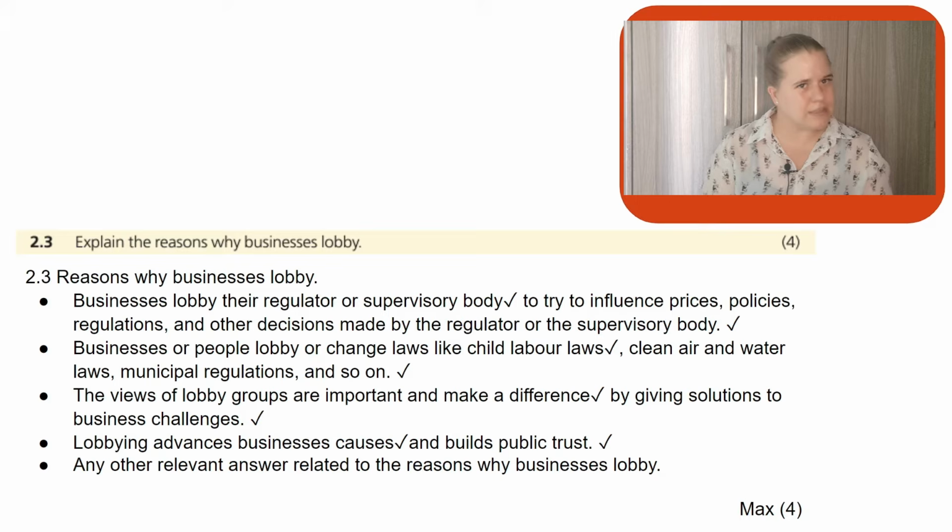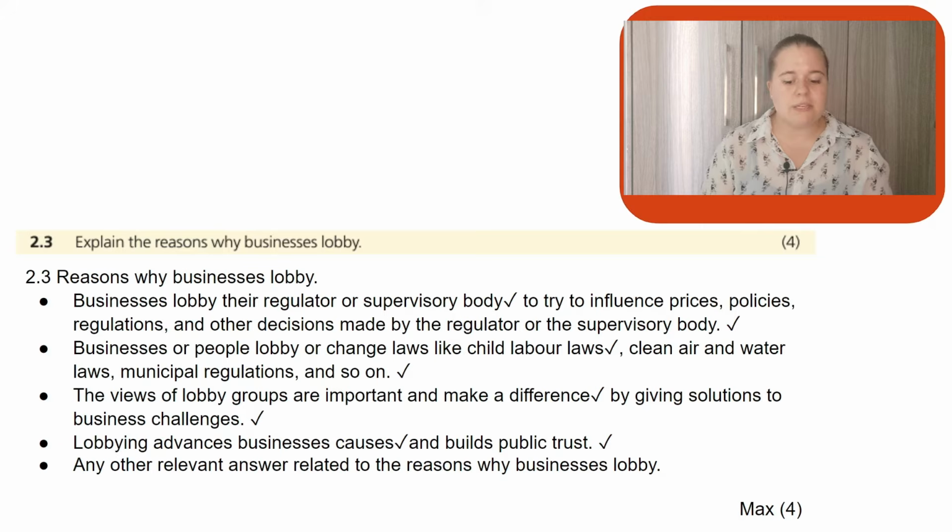Now, do you see the split marking here? It's an interesting one, right? So, particular questions have split marking. Some questions have only 2 marks at the end of the sentence. Some have it split in between. So, if you had written, businesses lobby with their regulator, 1 mark. In order to achieve the 2nd mark, you would have had to complete the rest of the sentence.